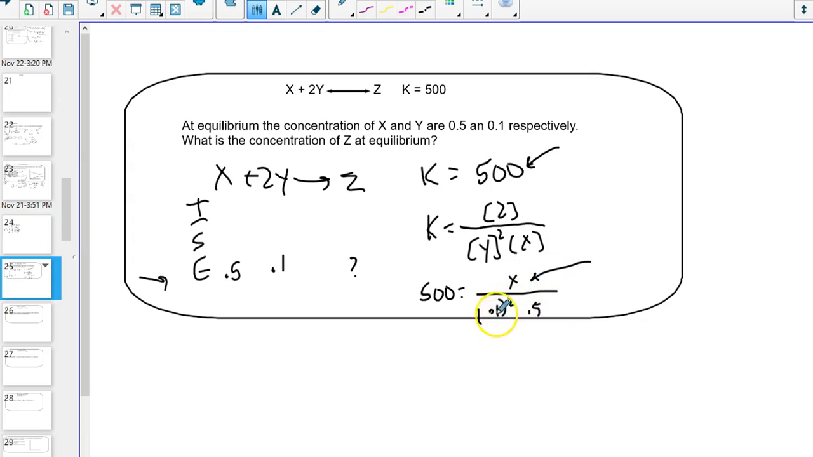So now all I have to do is solve for that piece. Square, multiply over, and let's get our answer here. 500 times 0.01 times 0.5 equals 2.5. Alright, so x equals 2.5, and this unknown value x is really Z. Z equals 2.5, and it's in moles per liter. Another super common variation of how this works.